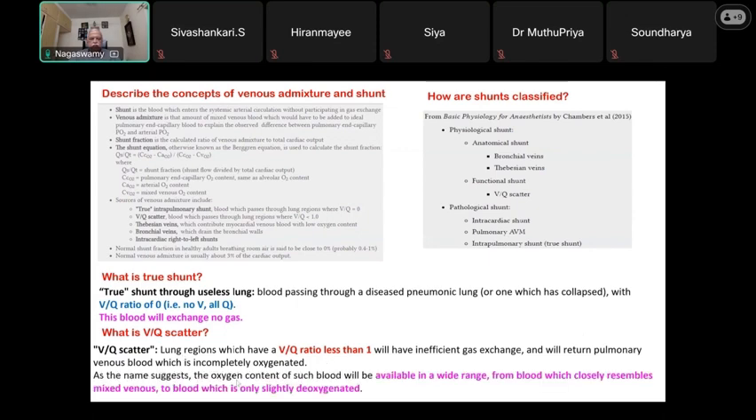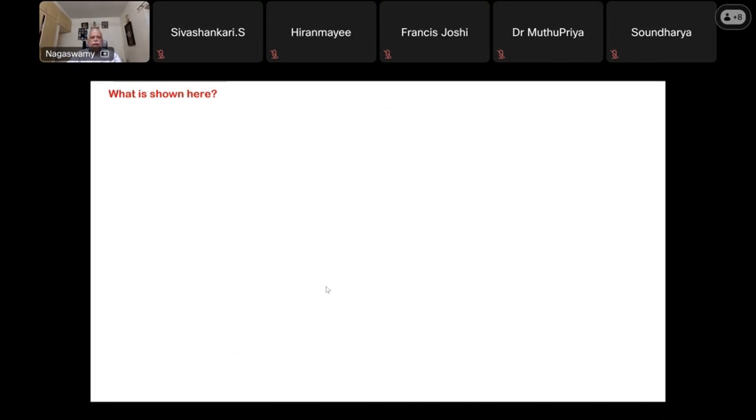As the name suggests, the oxygen content of such blood will be in a wide range, from blood which closely resembles mixed venous blood to blood which is only slightly deoxygenated. That depends on the amount of ventilation happening in the alveoli through which the capillary blood is going. So remember these two terminologies. A true shunt is zero oxygenated blood. VQ mismatch or scatter is partially oxygenated blood. If you remember that much, it is enough.